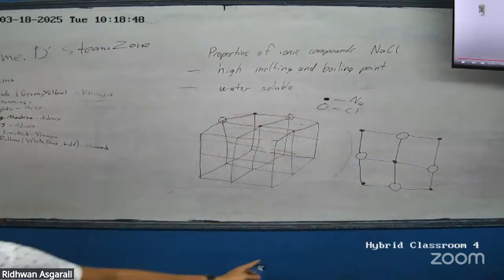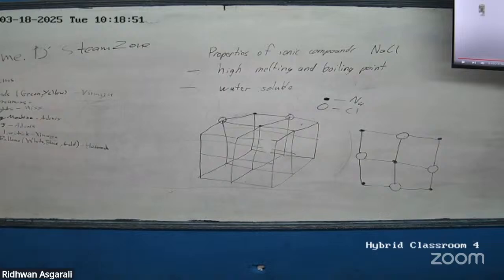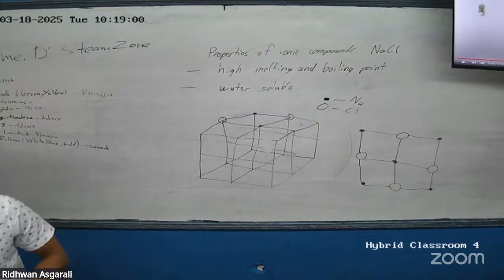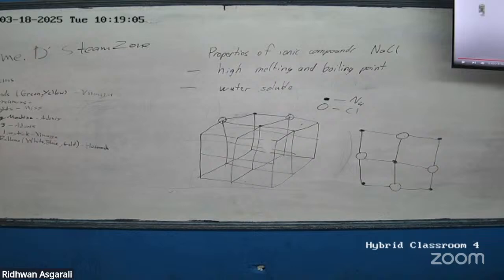Everybody understand the pattern? I'll finish these 3 sides here. The main thing is what I see: chlorine bonds to sodium, sodium bonds to chlorine, all the way through.